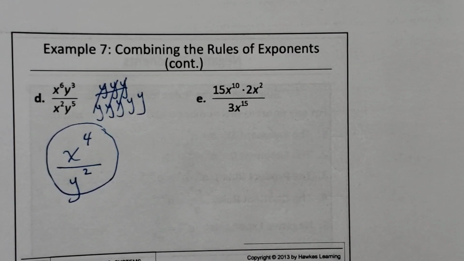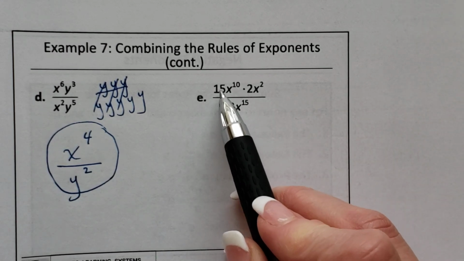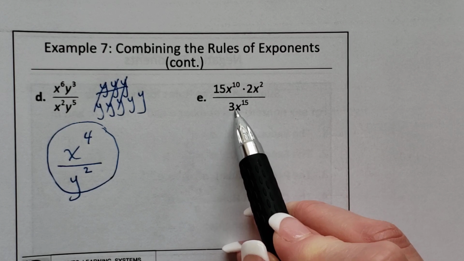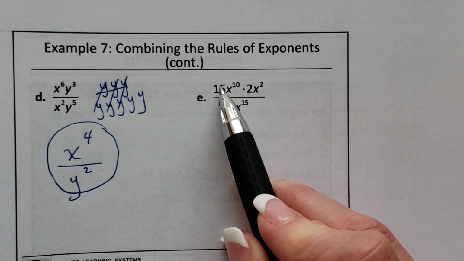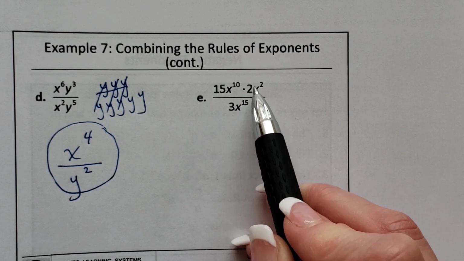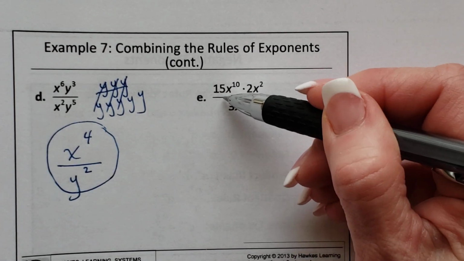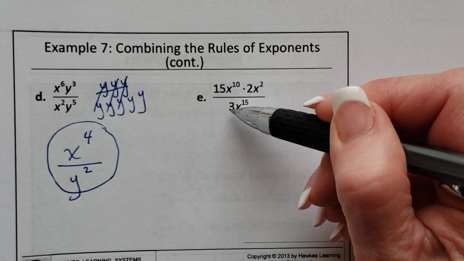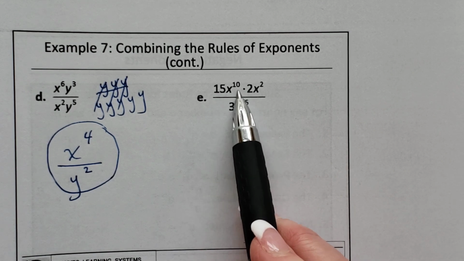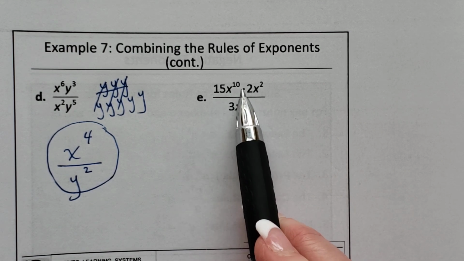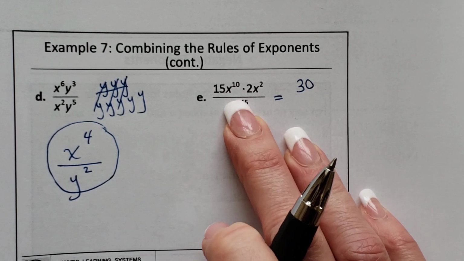All right, let's look at letter E. Now, this is a little tricky because you want to almost immediately say, okay, I can divide 15 and 3. However, if you want to divide 15 by 3, you would also have to be able to divide 2 by 3. And since these two also don't simplify, what you could do is, since these are on the top, they're coefficients and it's being multiplied, you can go ahead and multiply 15 times 2. 15 times 2 is 30. We're ignoring the denominator for a second.